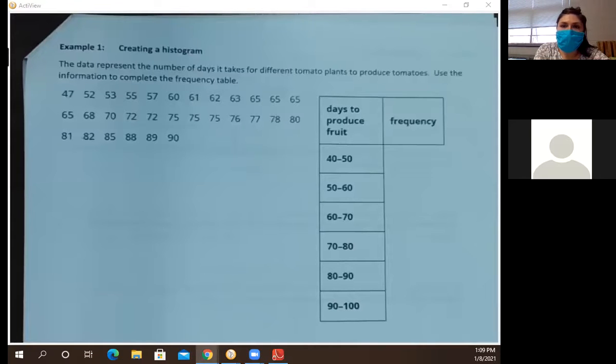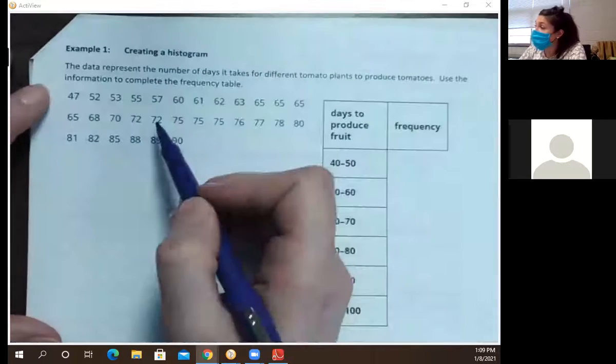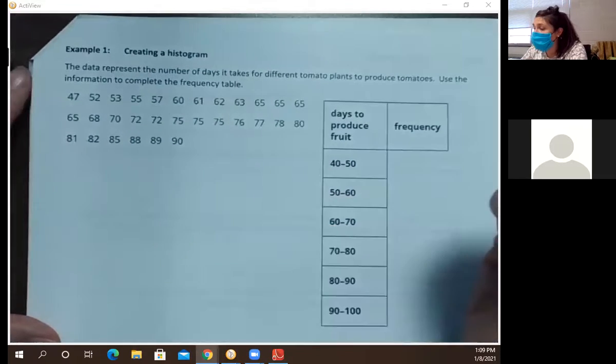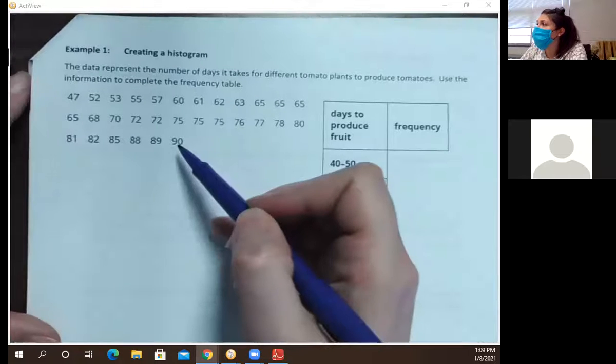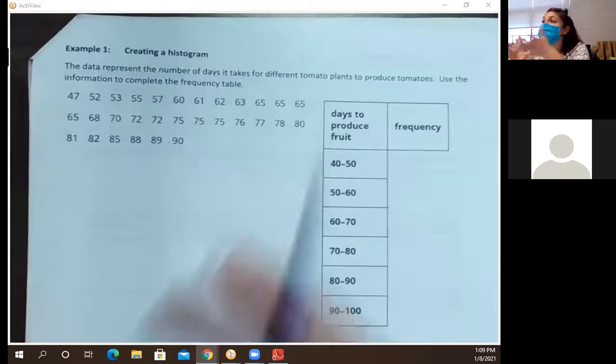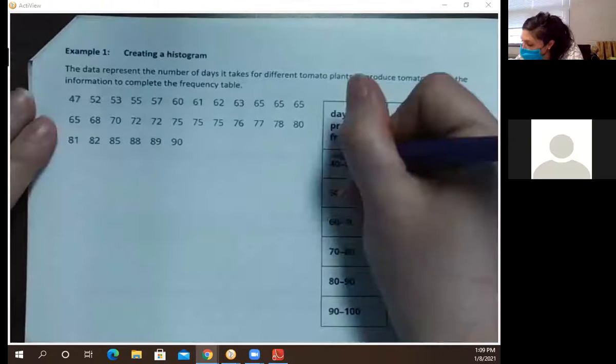So let's take a look at what we've got. Since we're making a histogram, if we were making a dot plot, I would leave all of these. I wouldn't do any grouping. But if we're going to make a histogram, I'm generally going to group some pieces of information together. Okay, so we're going to put them into, remember, what are called bins.